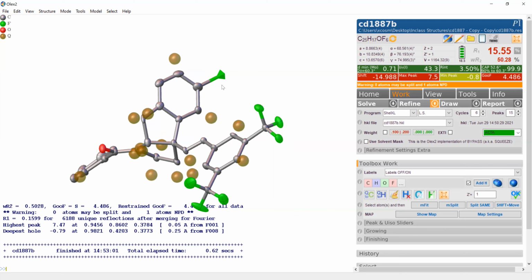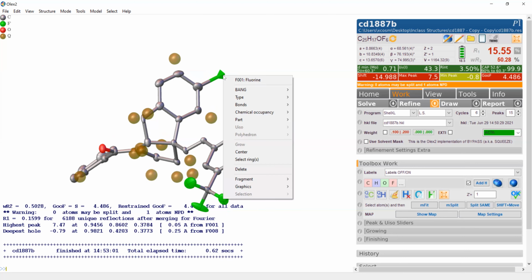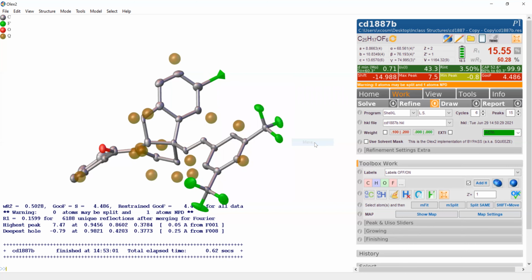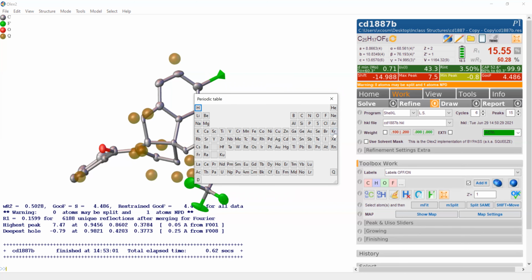And so basically this has to be a halogen, because halogens form single bonds with carbon. And if we go to the next heavier halogen than fluorine, it would be a chlorine. So if we right click on the fluorine, go to type, and then click more, a periodic table appears, and you can select any atom you want to fill that position. So I'm going to select chlorine.